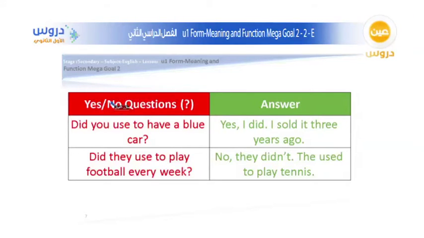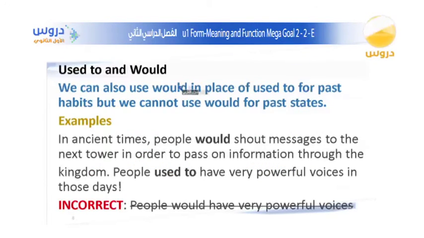For the yes and no question side, we can ask by saying, did you used to have a blue car? Here, as you notice, we use did, the past form, and the base form of used to became use to. And also the other question, did they used to play football every week? So the thing that we must stress here is that we use did in the past in yes and no questions. And the answer, either we say, yes, I did, I solved it 3 years ago, or no, they did not, they used to.